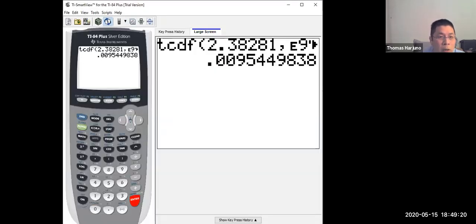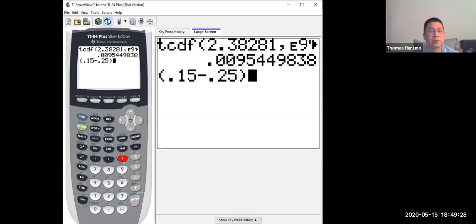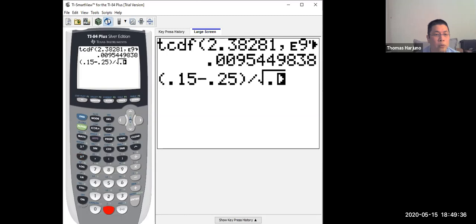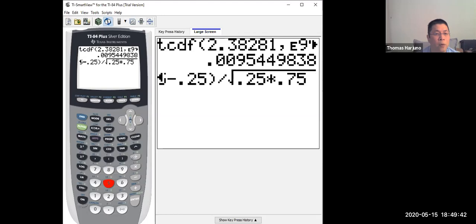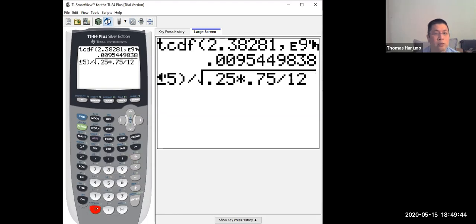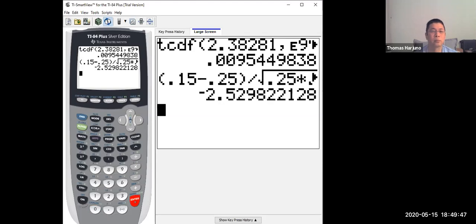So on the top, I get 0.15 minus 0.25, close parentheses, divided by the square root of 0.25 times 0.75 over 120. That's what I get. Going back there.